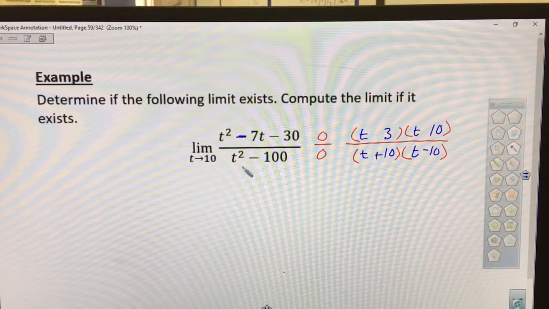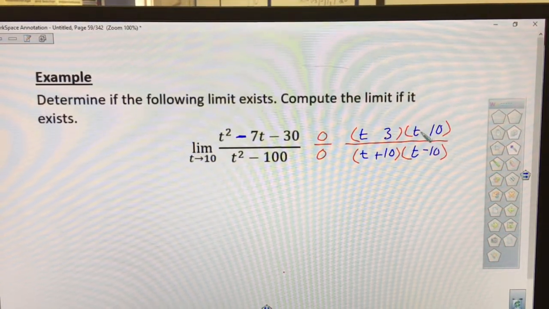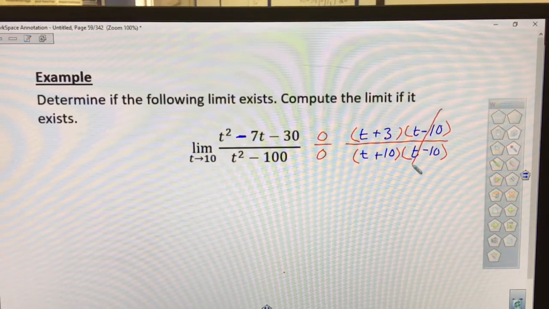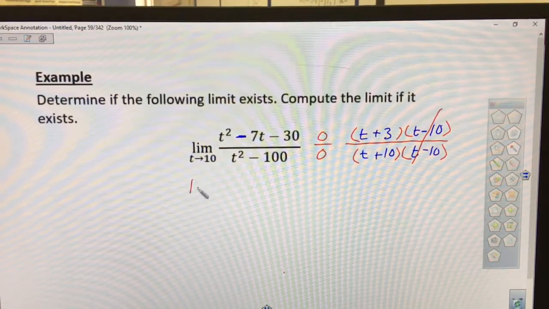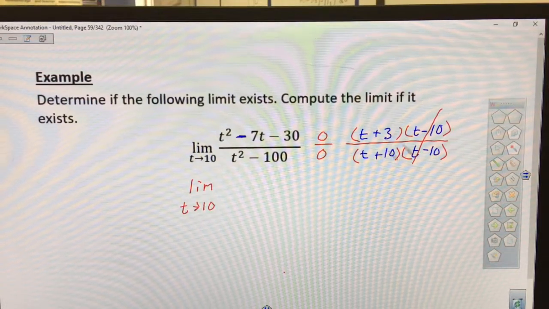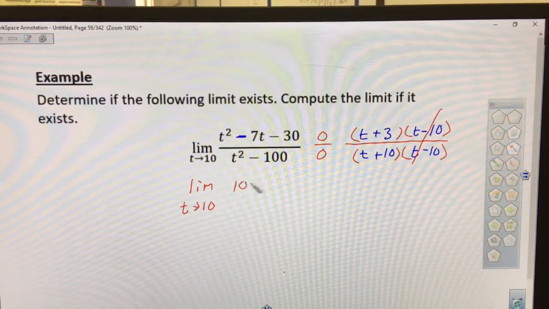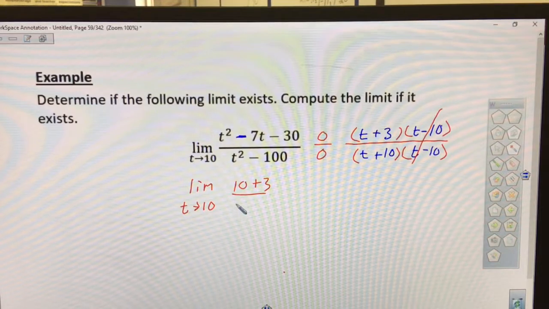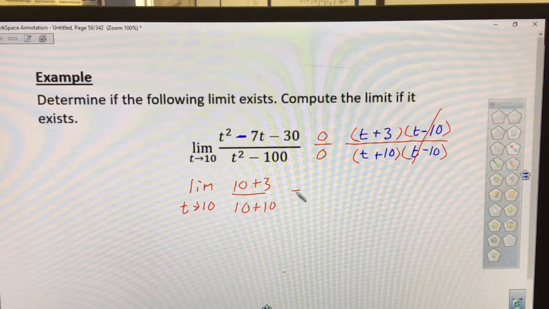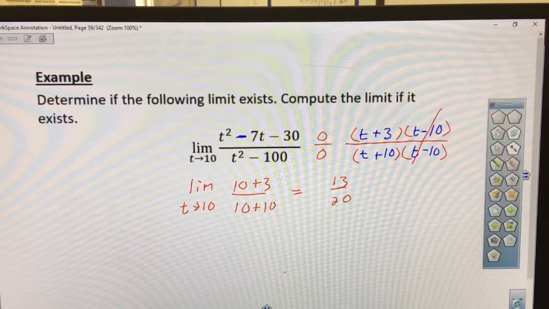See how the 7 has a negative in front of it? Which one's bigger, 3 or 10? 10 gets the negative in front of it because it's bigger. It gets that sign. The 3 gets a positive. Did you notice that the t minus 10s cancel out? Now I'm going to find the limit as t approaches 10 of the new function, which is t plus 3 over t plus 10. And that's going to equal 13 over 20.